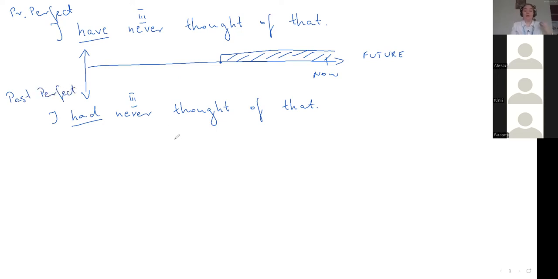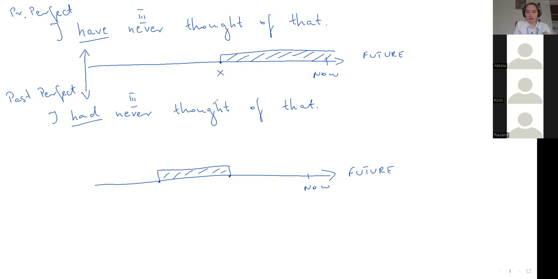Okay. Now, what does that practically mean? If I tell you that I had never thought of that, that would be the same timeline. This is future. Here is now. But I'm talking about far past, which ended in the past. And we actually could even name those points X, for example, as the same one.